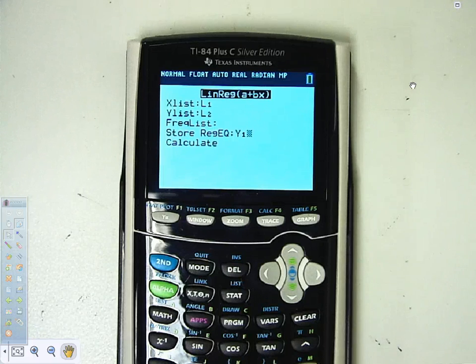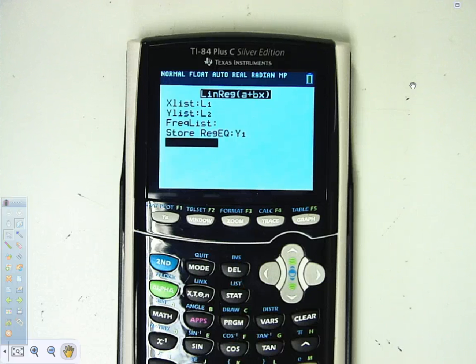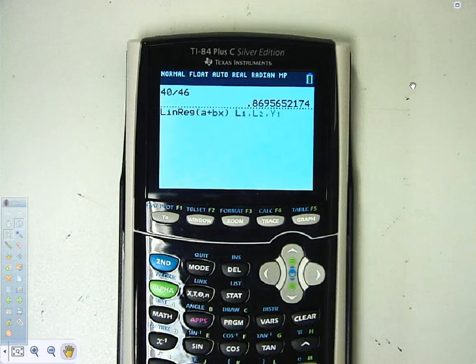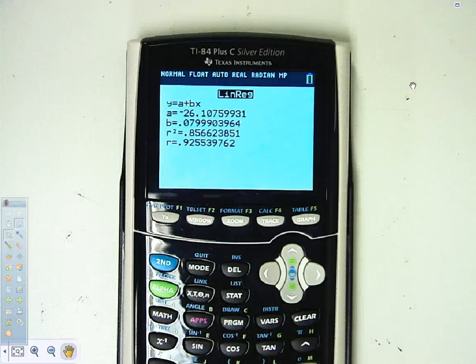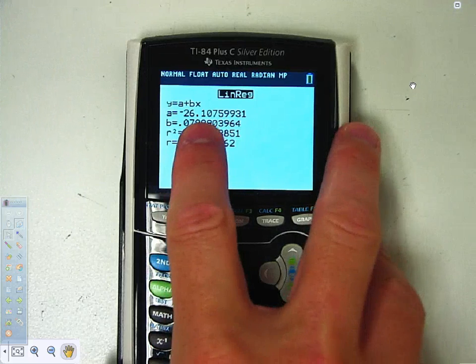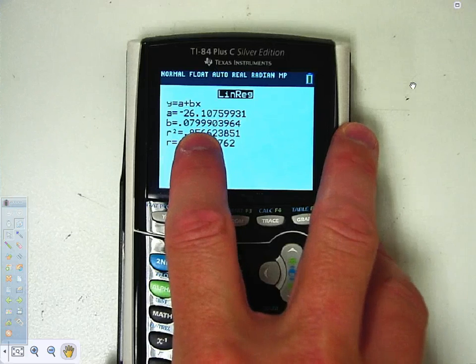When you do that, and you have the calculator calculate the regression equation, and it stores it in Y1, then if you graph your scatter plot, it will draw the least squares regression line in your scatter plot as well. Okay? So I hit calculate, and boom. It populates everything. It reminds me of what form we're in, y equals a plus bx. It gives me my a, which is my y-intercept. It gives me my b, which is my slope.